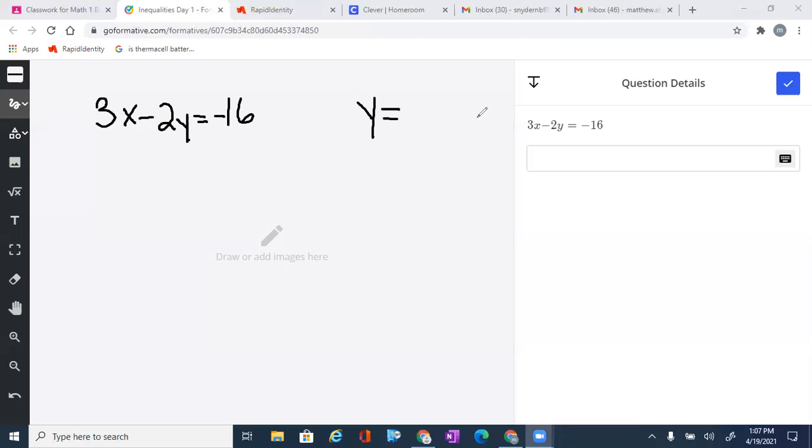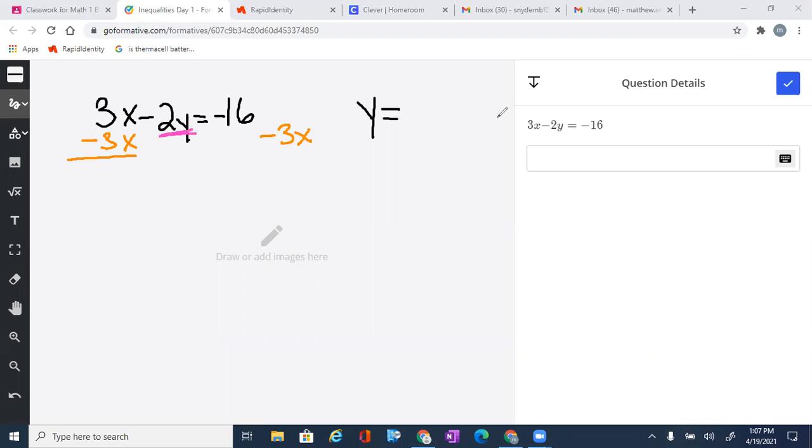So the first thing that we're going to do is get rid of any terms that are attached to the y term. So if this is the y term right here, we're going to isolate this right now. And in order to do that, we're going to go ahead and remove this 3x. When we do that, we're just going to subtract the 3x on both sides of the equation.